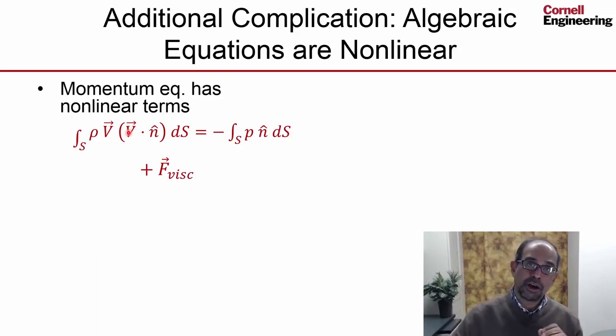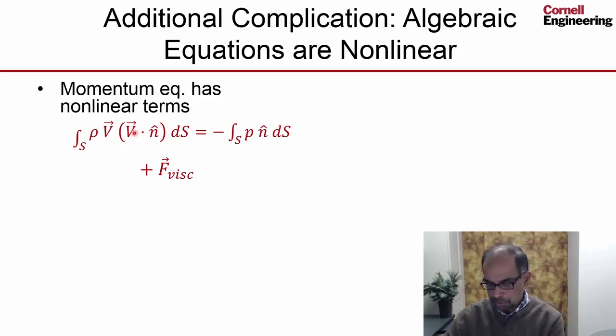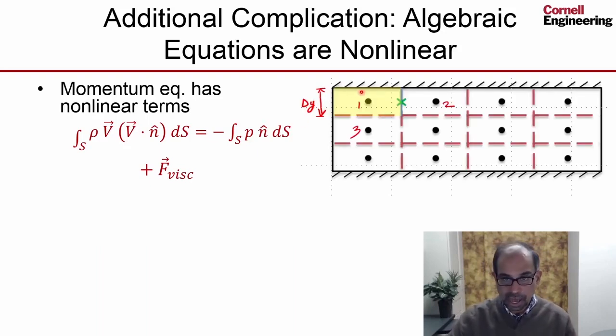To see what kind of nonlinear terms we will get in the algebraic equation from this term in the integral, let's go back to our pet example and look at the same cell. And we need to do the integration in 4 parts, right? So we'll do it over this face, this face, this face, and this face. And we'll just look at how we do it for this face, and then we can use a similar procedure for the other faces.